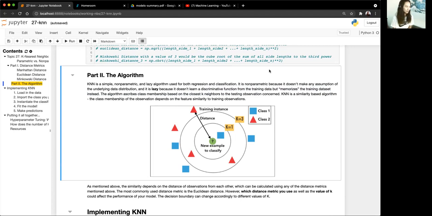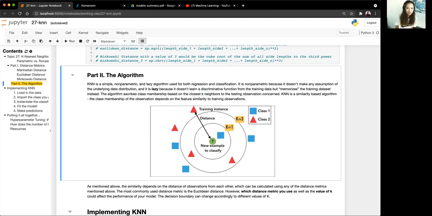What K-nearest neighbors is doing is actually just saving a bunch of distances between data points, and we'll see how that's done. The algorithm ascribes class membership based on the closest K neighbors to the testing observation in question. It's called K-nearest neighbors, and the letter K is something that you can vary, like how we could vary alpha when we were doing ridge and lasso. KNN is a similarity-based algorithm, and the class membership of the observation depends on feature similarity to the training observations.